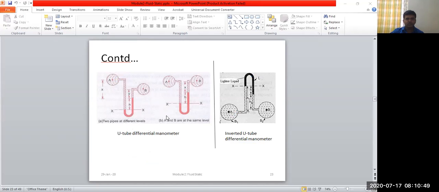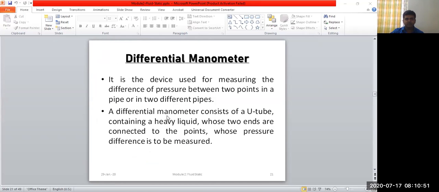Now come to the definition. Now it is better to understand. This differential manometer is a device used for measuring the difference of pressure between 2 points in a pipe or in two different pipes. It consists of a U-tube containing a heavy liquid, whose two ends are connected to 2 points where the pressure difference is to be measured. As simple as this is.